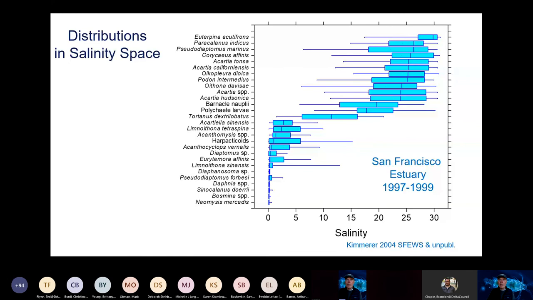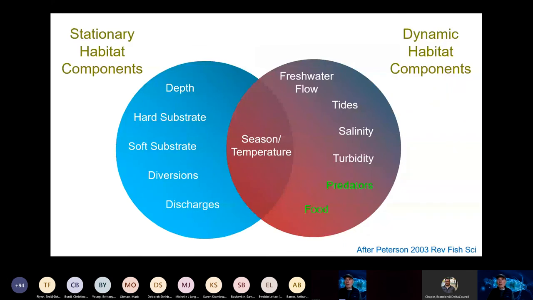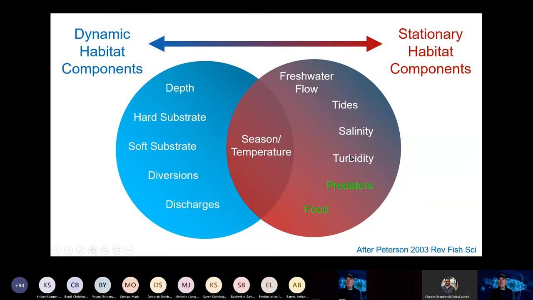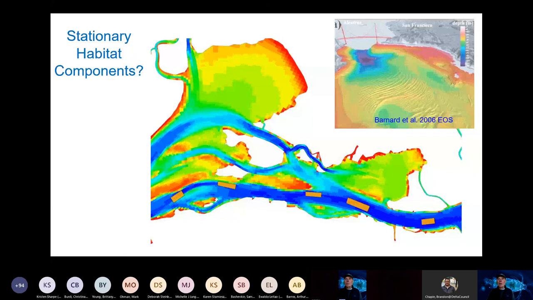Is this the effect of salinity tolerance? And this is modeled by Mark Peterson of habitat components, where some are stationary in an estuary and some are dynamic or moving. These are the ones that actually move and change, and these are the ones that stay put. But I think for a pelagic or planktonic organism, it's the opposite. These are stationary and these are moving, because the organisms are in a moving frame of reference. They move past these features. They may change things a lot, but they're not part of their normal habitat. So these bumpy things in the estuary affect how the water flows and therefore the organism's environment, but they're dynamic to the plankton.